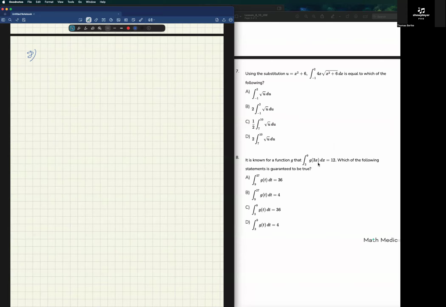So we have 3x on the inside. This is basically a substitution here. So we just have to substitute. Let's just say t in this case equals 3x. Let's see if we can make this quick. And that gives us, well, no, we need to find dt dx. Okay, let's find dt dx. That's going to be 3.